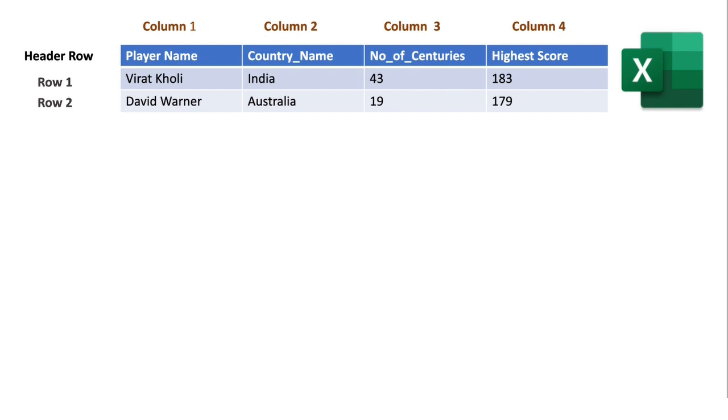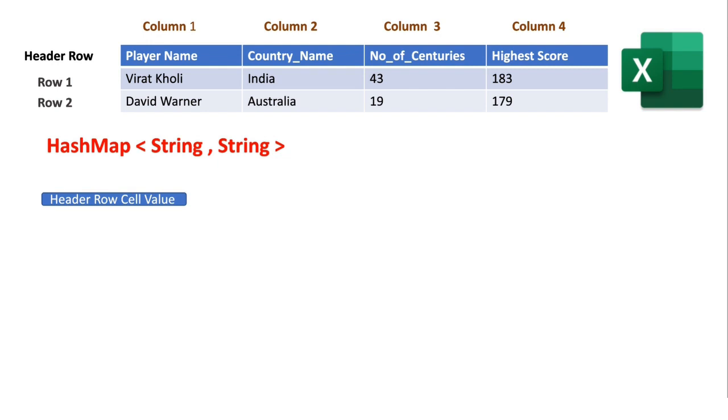Now we need to use this data. How can we extract this data exactly? Here we can use a HashMap. The reason I am using a HashMap is that it has key-value pairs. What exactly can we do with a key-value pair here? The key I can consider as the header row cell value, which for the first cell is the player name. And the next string value, which is the value, I can consider as the current cell value. The current cell is nothing but row 1, which is Virat Kohli.